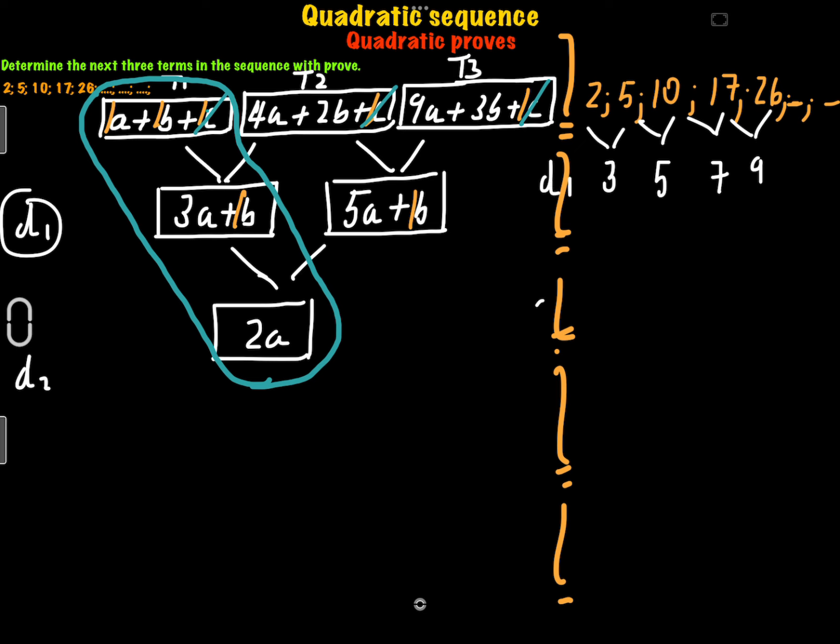So we want to find our second difference since we are working with quadratic sequences here. So we subtract the values that we found in the first difference to find the second difference. 5 subtract 3 gives us 2. 7 subtract 5 gives us 2. 9 subtract 7 gives us 2. So clearly we can see that our second difference is simply 2.